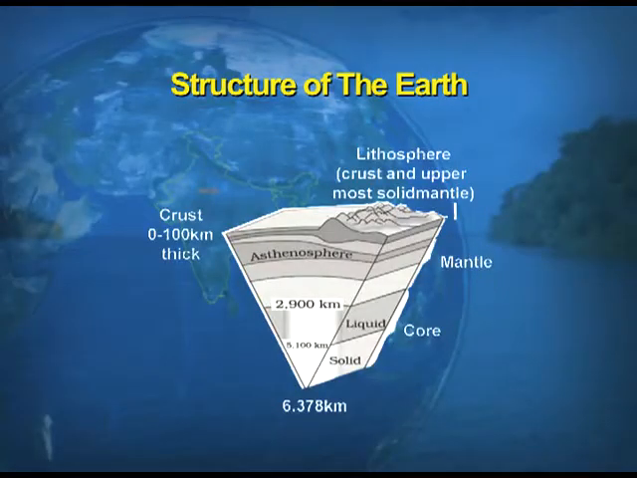Now if we have a look at this diagram, it shows the structure of the earth. The top layer is called the crust of the earth. It extends from 0 to 100 kilometers from the top, and then we have the mantle, which is up to 2900 kilometers, and then there is the solid interior core. This diagram makes it amply clear that we have three main layers of the earth: the crust, mantle and the core. As we move from crust to the core, the density goes on increasing.